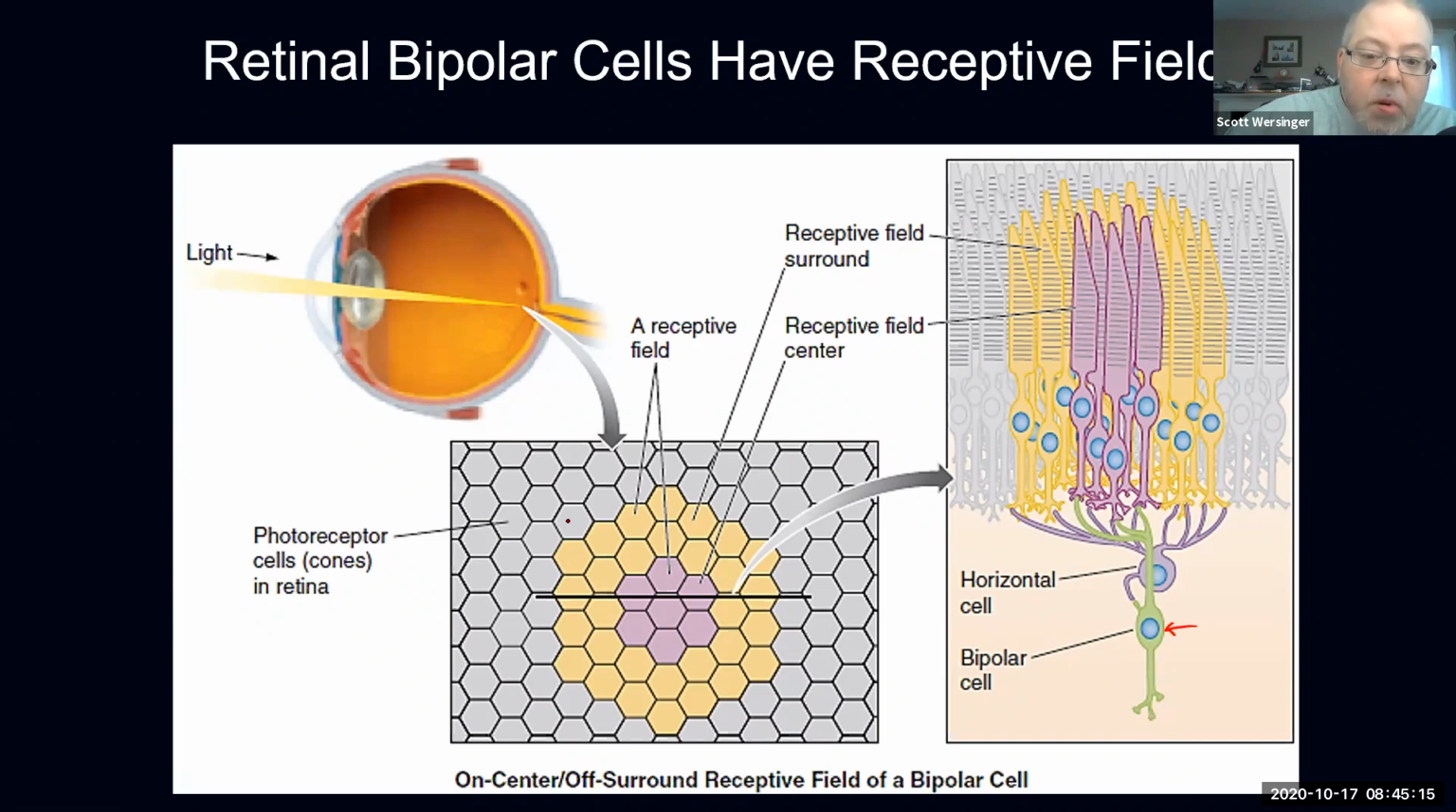Okay. So again, these hexagons here all represent the receptive field of that bipolar cell. If light strikes here in the purple in the center, we're going to get excitation. That's why it's on center. In the surround, if we hit that, we're going to get inhibition. That's why it's called off. Okay.